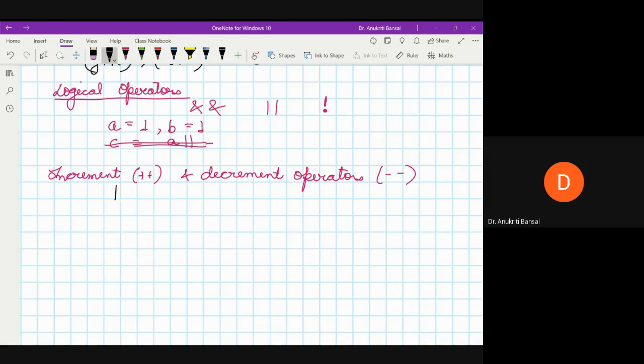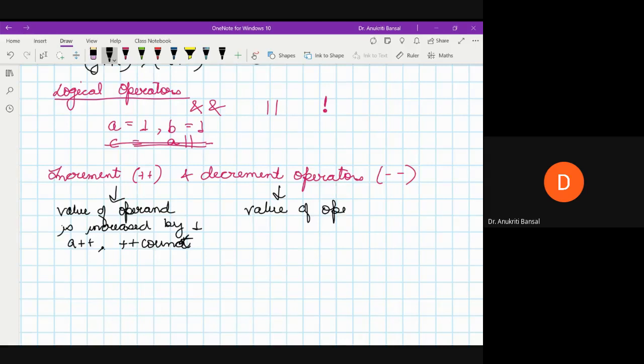Now the increment operator causes the operand to be increased by 1. So the value of the operand is increased by 1. So I have a plus plus, or plus plus count. Both are increment operators. And here the value of the operand is decreased by 1. So a minus minus or minus minus count.